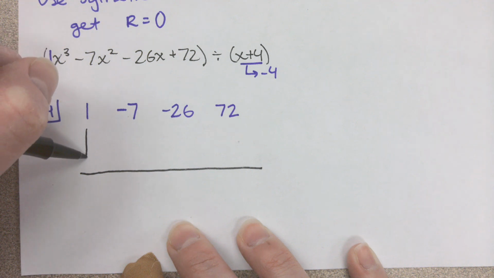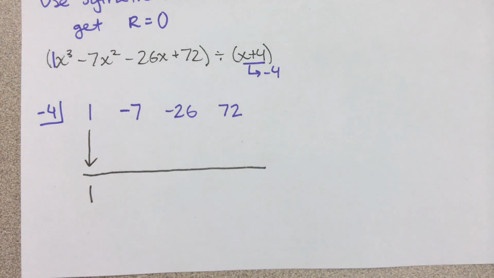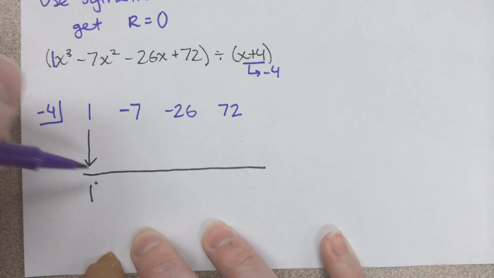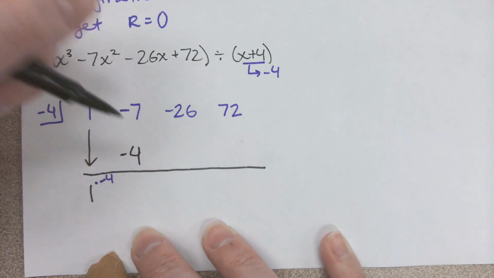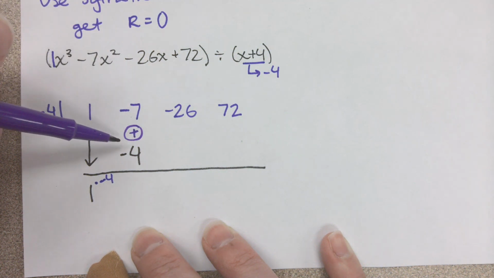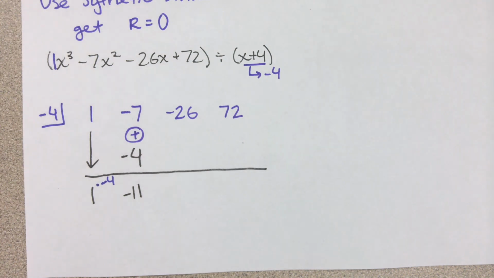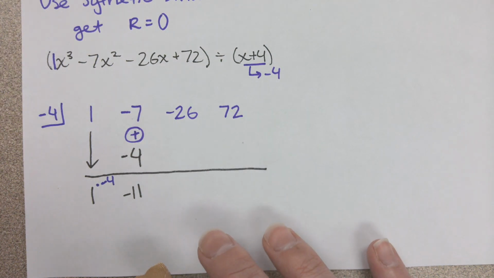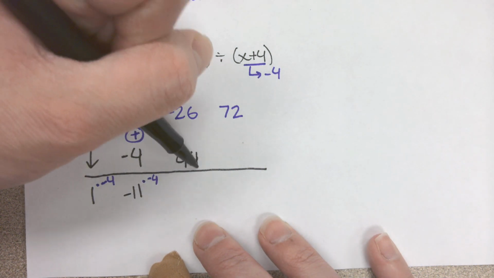Very first step, we take that first coefficient, 1, and we bring it down. From here, the pattern is multiply, add, until we're out of numbers. So we multiply by that divisor, negative 4. 1 times negative 4 is negative 4. And then we add down. Negative 7 plus negative 4 is negative 11. And we repeat. Negative 11 times negative 4 is positive 44. Watch those signs.